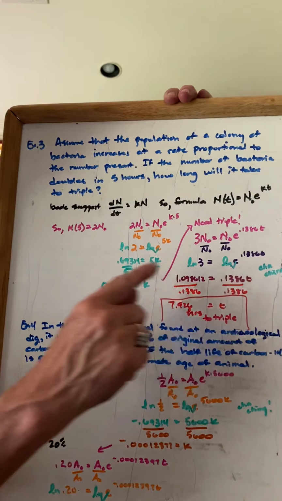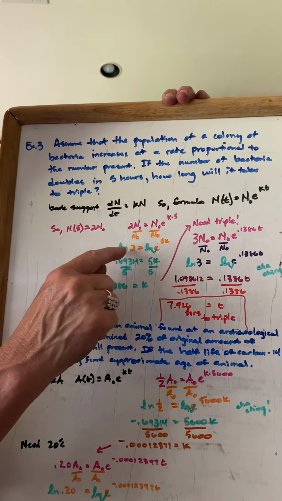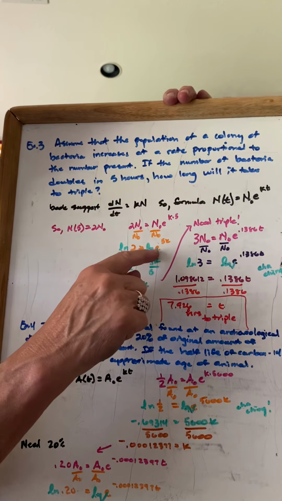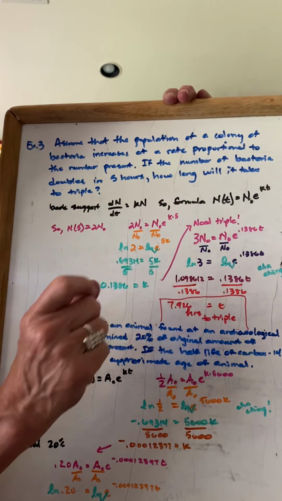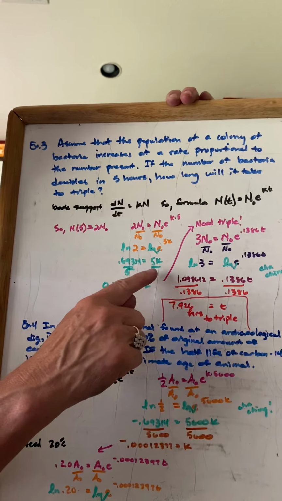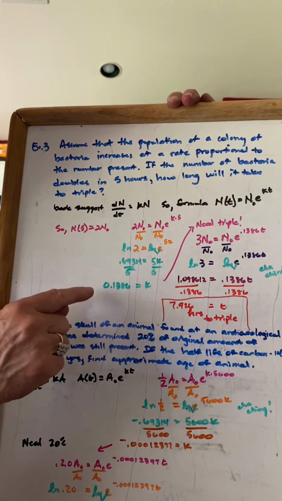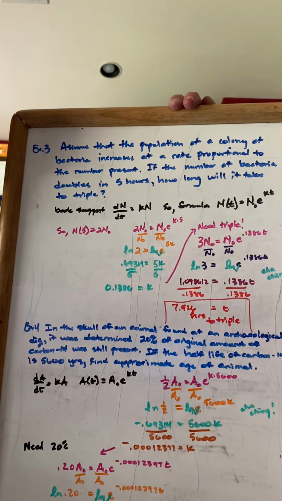Notice over here I wrote cha-ching. Natural log both sides, so your natural log of 2 is 0.69314. Because the base is e, the e and the natural log eliminate each other and you get 5k. You divide by 5, and 0.69314 divided by 5 is 0.1386, which equals k. So all you've done is solve for k.